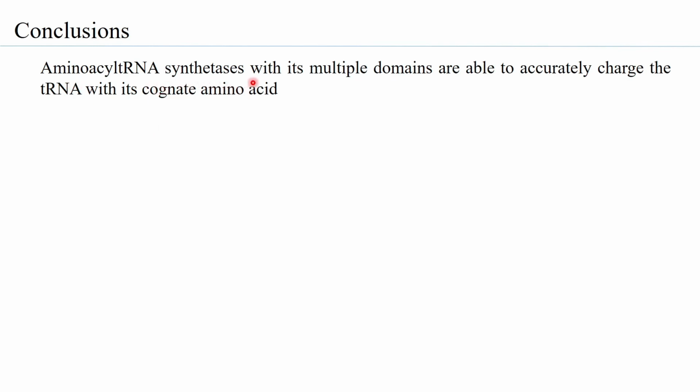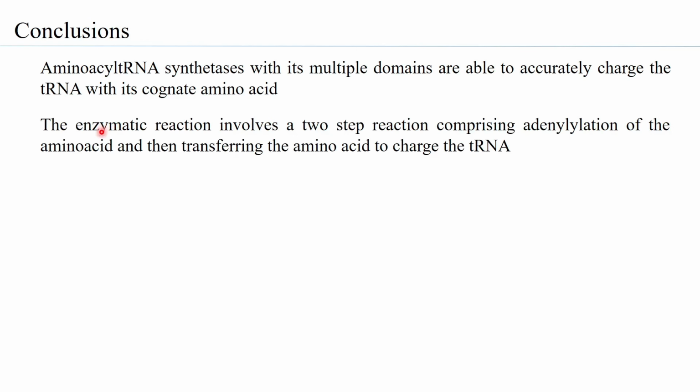Now let us therefore conclude. Aminoacyl tRNA synthetases with their multiple domains are able to accurately charge the tRNA with its cognate amino acid. The enzymatic reaction involves a two-step reaction. One that adenylates the amino acid, which is activation of the amino acid, and then transferring that activated amino acid to the 3' end of the tRNA. That is, the tRNA gets charged.